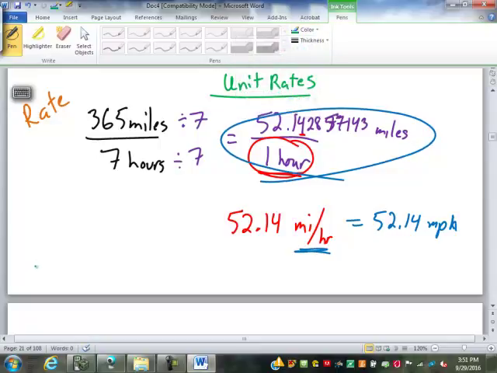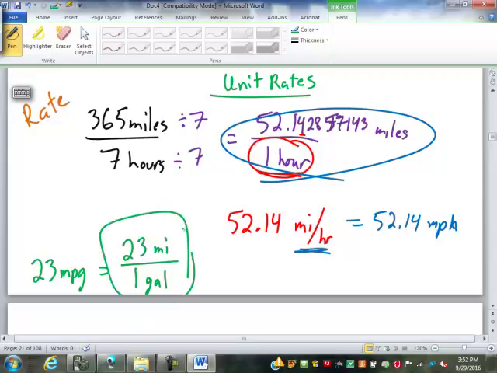For example, if you go on a trip and you get 23 mpg, what does mpg stand for? Miles per gallon. When you see that, you need to be thinking this. This is 23 miles per 1 gallon. Because you need it as a rate like that, as a fraction, to be able to calculate with it.